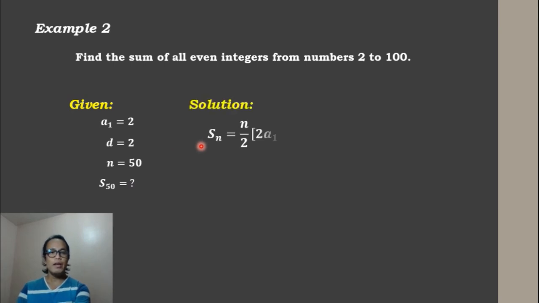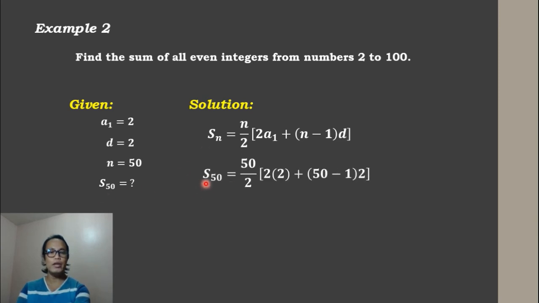We have S sub n equals n over 2 times 2a sub 1 plus n minus 1 times d. So S sub n, of course, we have to find S sub 50. That's why we have here S sub 50 equals our n is 50 over, we copy 2, our first term is 2, we copy plus, our n is 50 minus 1, the common difference, which is 2.